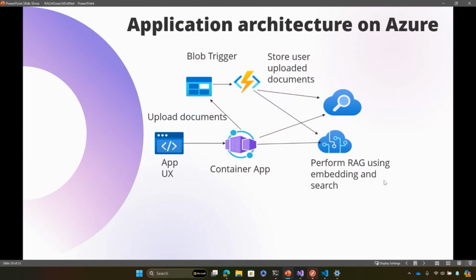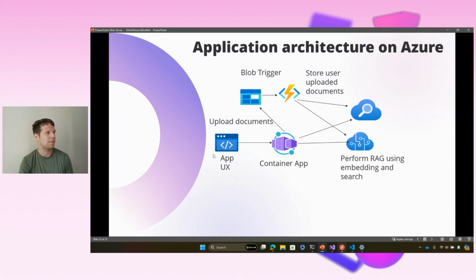So let's talk a bit about the application architecture. How does the sample solution actually work? Well, we've got our upload UX. We use a Blazor app. Blazor is a UI framework. So when I deploy an ASP.NET app in .NET, Blazor is one way I can render pages. It goes to this container app. The container app performs retrieval, using, hey, I'm going to use search. I can upload documents using the upload documents tab.